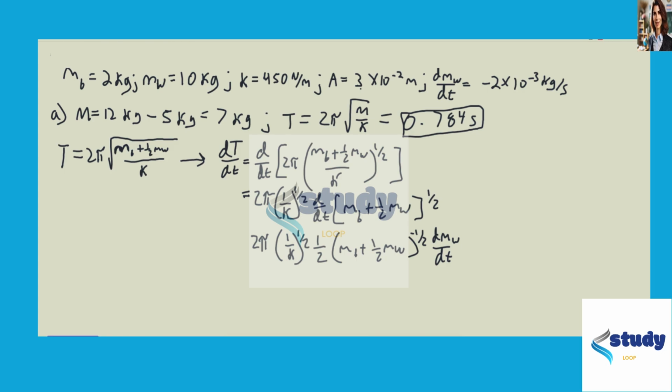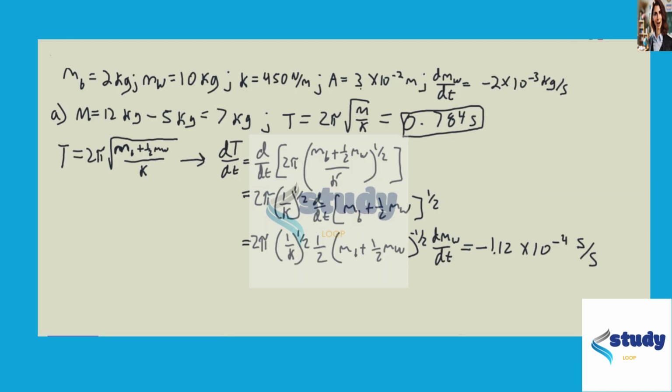We can plug in numbers for all of these things. I'm not going to write this out, but we'll plug in 450 for k, 2 for mb, 10 for mw, and negative 2 times 10 to the negative 3 for dm/dt. We get negative 1.12 times 10 to the negative 4th. And this is a weird unit, but it's seconds per second. So it's saying that the period is going down by 1.12 times 10 to the negative 4th seconds every second.